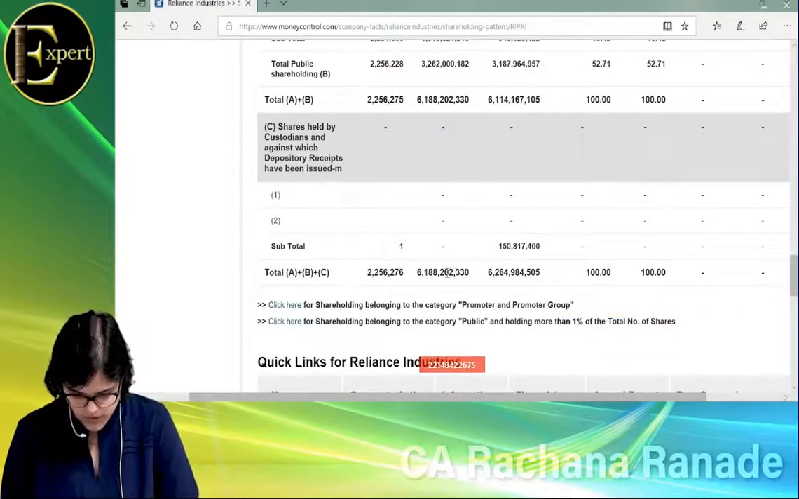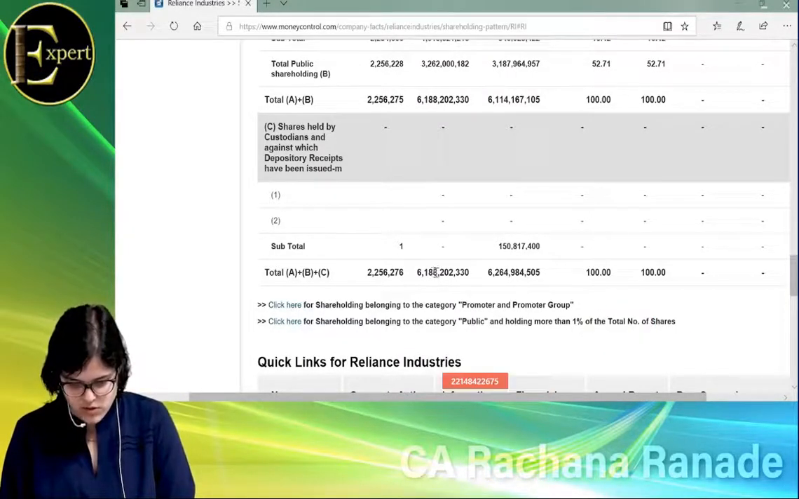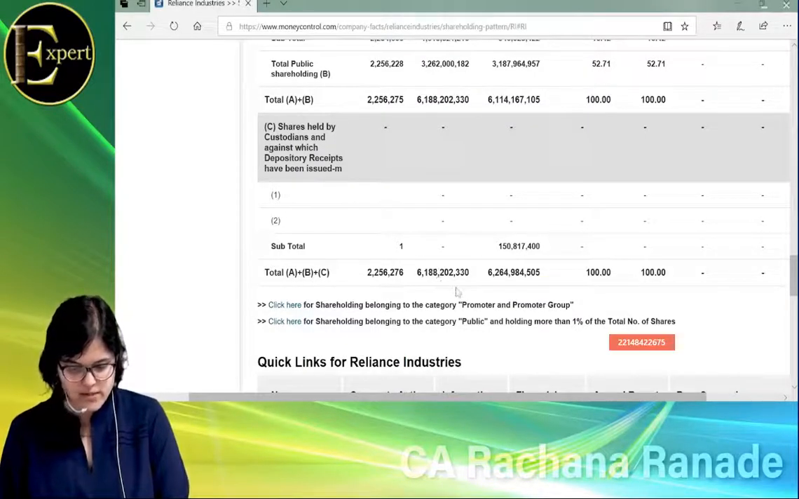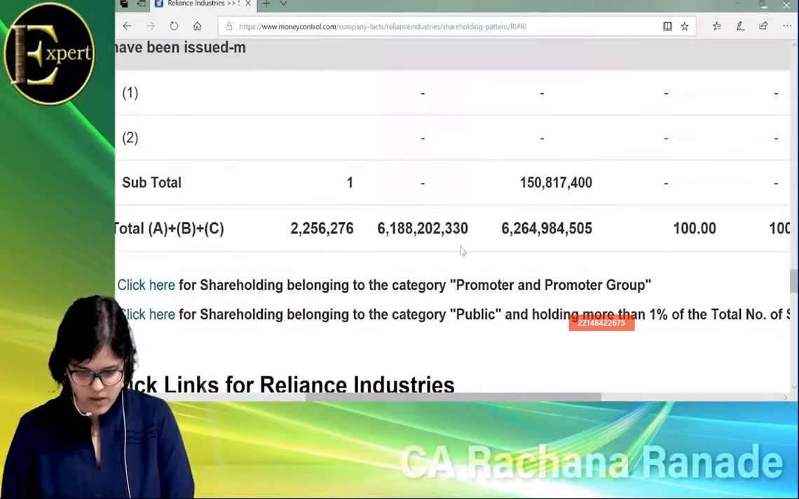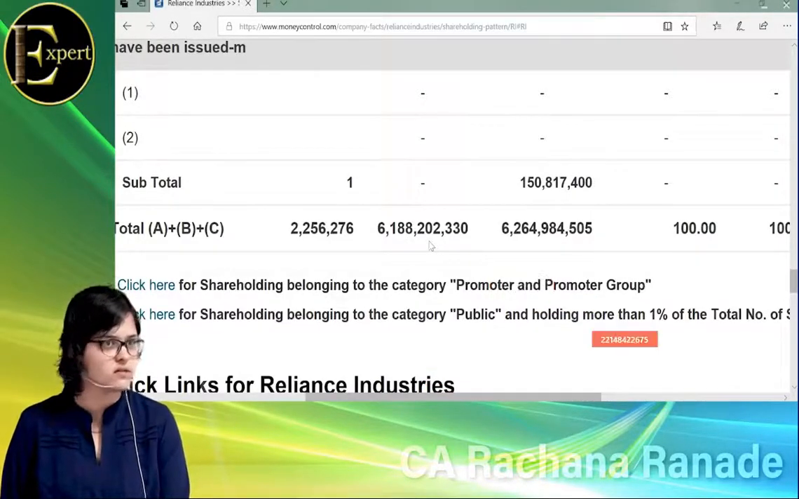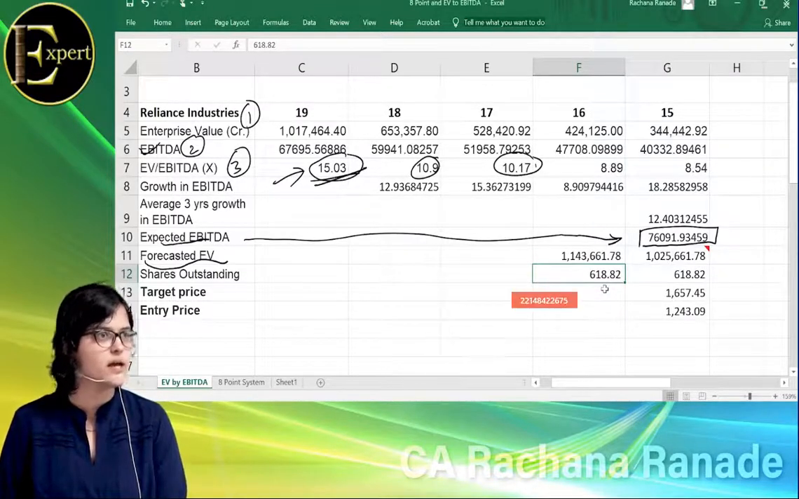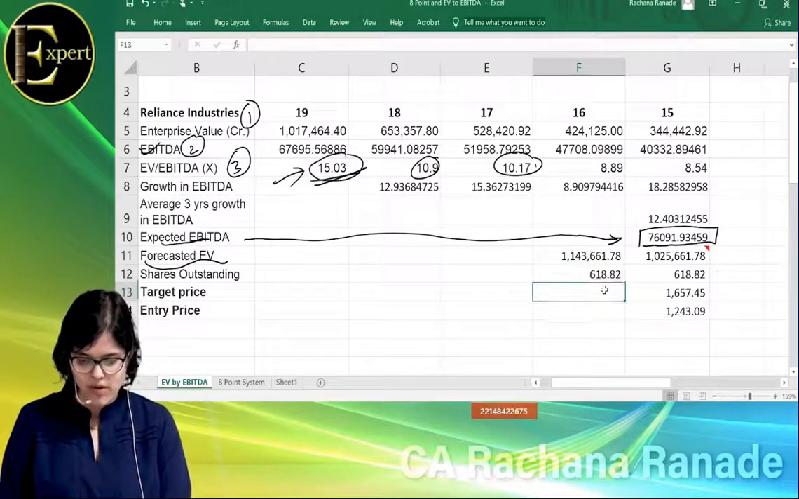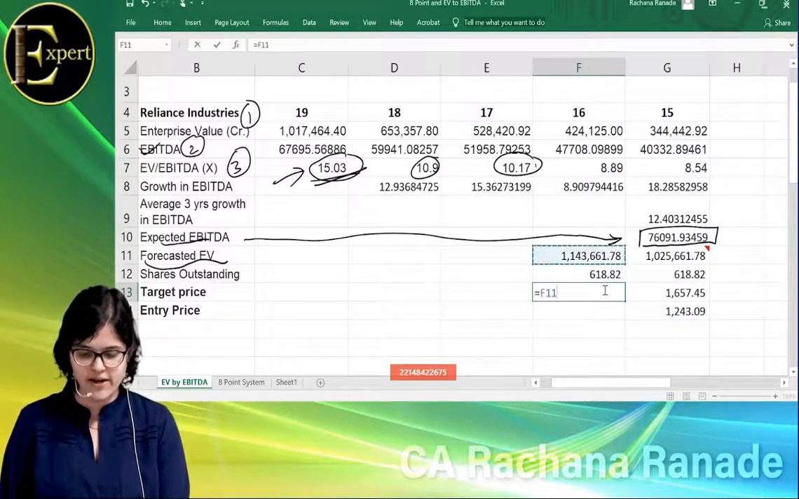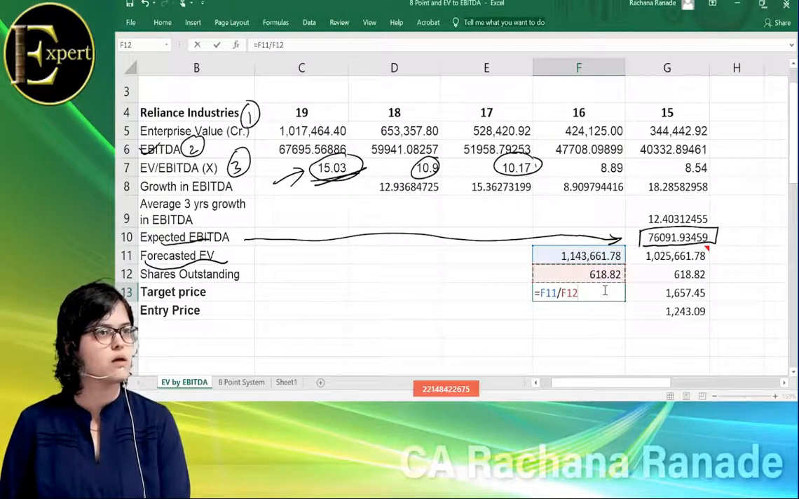Oh my god. But we have to convert this into crores, na? So 618 crores, 82 lakhs, 2330. So that's why I've taken 618 point. I hope this is visible. 618 crores, 82 lakh shares. So that's what I've taken. 618.82. Now what have I calculated? Now tell me. If I divide this by this, what will I get?